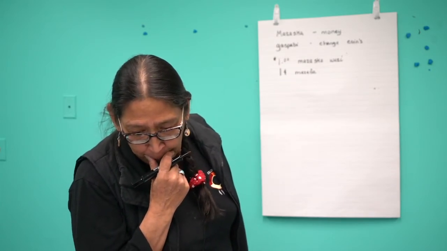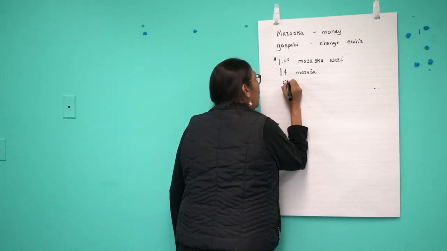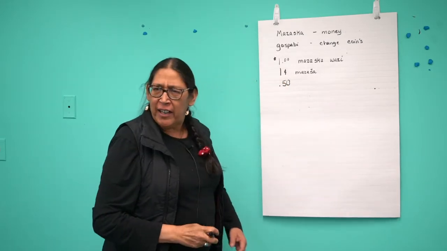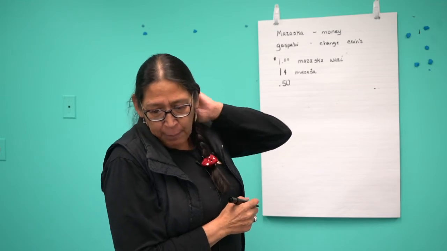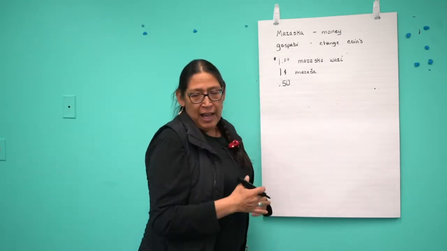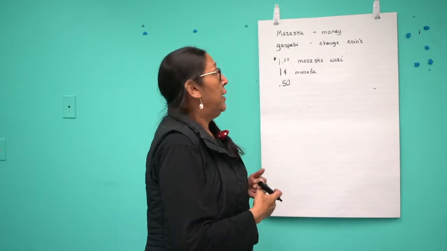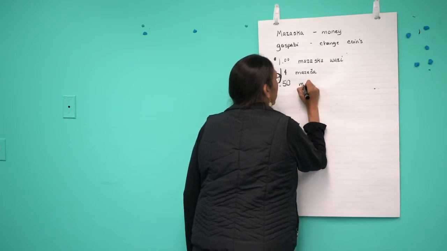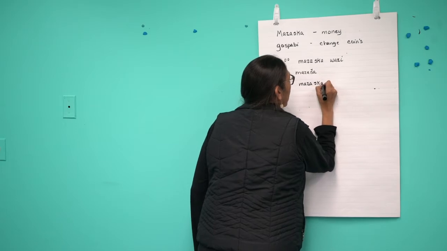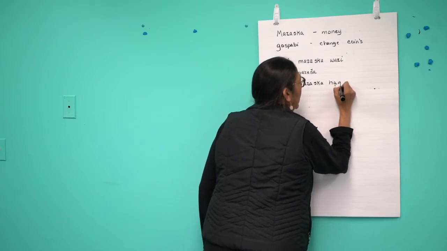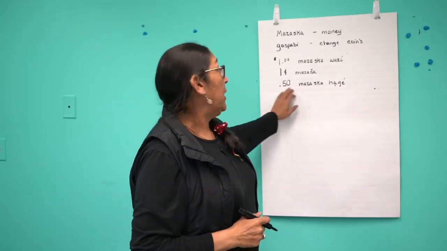For your 50 cents, I don't know if Canada ever had half dollars back in the day. Yep, they did. Anyway, your 50 cents is mazaska hange, half, I'm supposing half of a dollar, but that's what it is. Mazaska hange. That's what it translates to. And in English there's a term for a half dollar. Mazaska hange, and that's 50 cents.